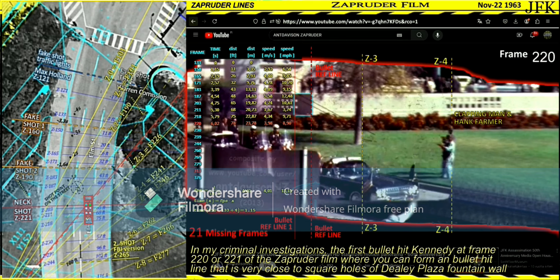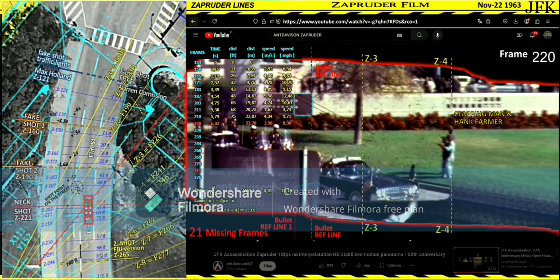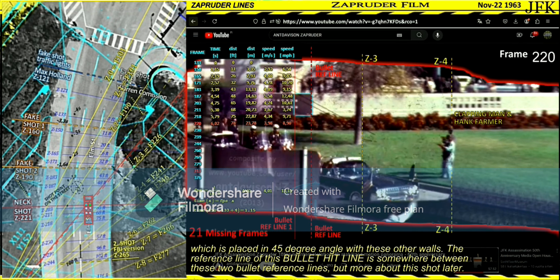In my criminal investigations, the first bullet hit Kennedy at frame 220 or 221 of the Zapruder film, where you can form a bullet hit line that is very close to the square holes of the Dealey Plaza fountain wall, which is placed at a 45-degree angle with these other walls. The reference line of this bullet hit line is somewhere between these two bullet reference lines, but more about this shot later.